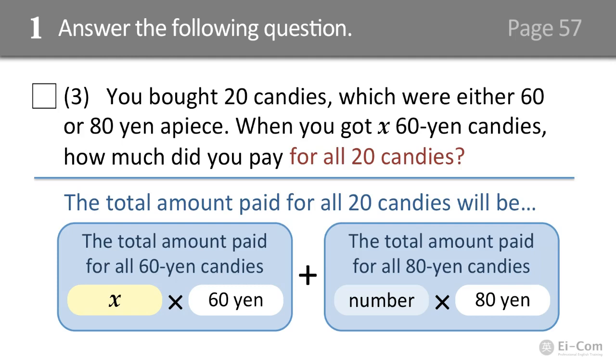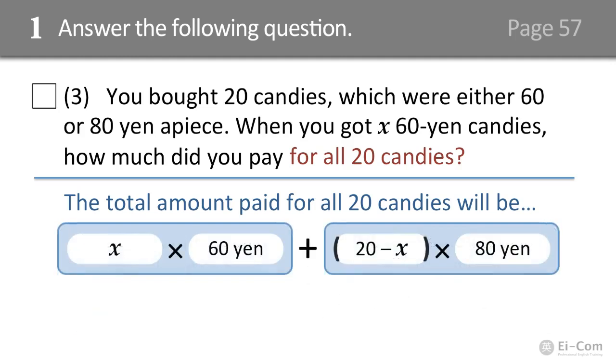Now, how many 80 yen candies did you buy? That information is not given in the problem. But since we know that you bought a total of 20 candies, and X number of them were 60 yen candies, then the number of 80 yen candies must be 20 minus X. So, the algebraic expression for the total amount paid for all 20 candies is X times 60 yen plus the quantity 20 minus X times 80 yen.